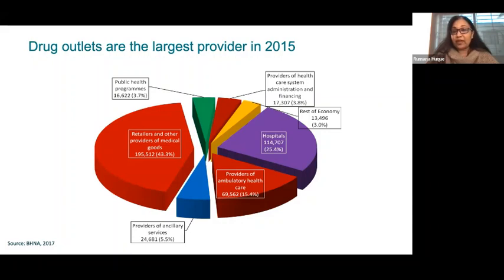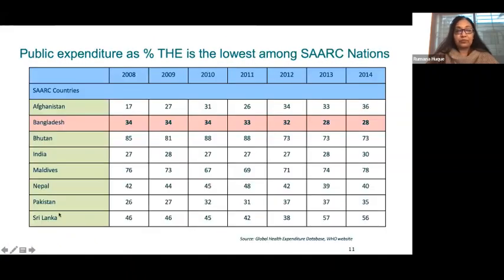And also providers of healthcare system administration and financing is 3.8%, and hospitals is 25.4%. So spending on hospitals is relatively high compared to public health programs in the country. This diagram shows a comparison of public health expenditure as a percentage of total health expenditure across different countries. This is the South Asian Association for Regional Cooperation, a regional cooperation of multiple nations.